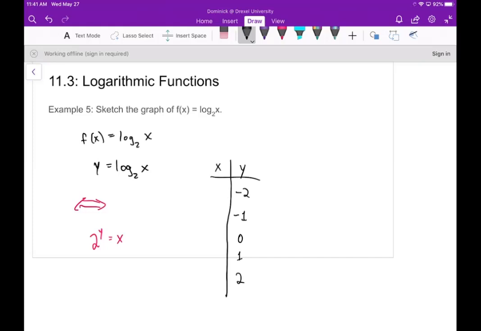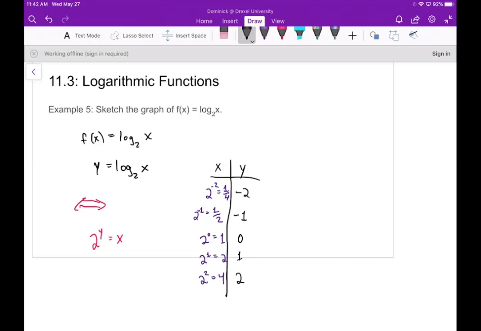So now my x values, for example, will be 2 to the negative 2, which is 1 over 2 squared, which is 1 over 4. When I plug in negative 1, I'm going to get 1 over 2 to the 1, which is just 1 over 2. Then I'm going to get 2 to the 0, which is 1, 2 to the 1, which is 2, and 2 squared, which is 4.